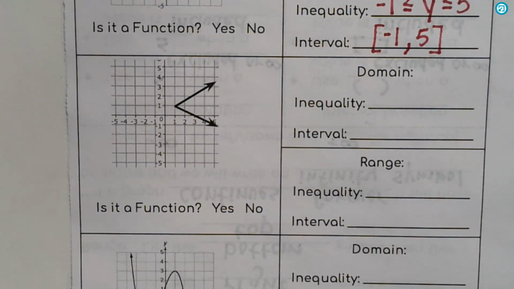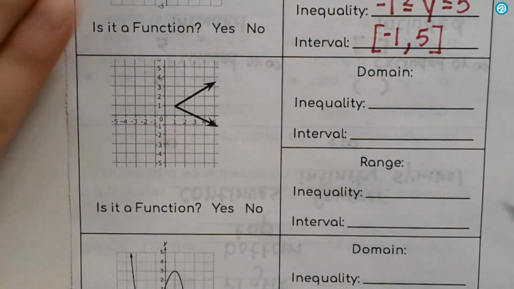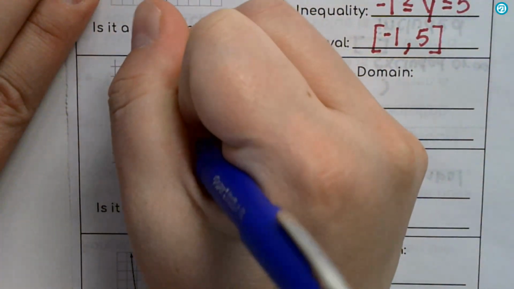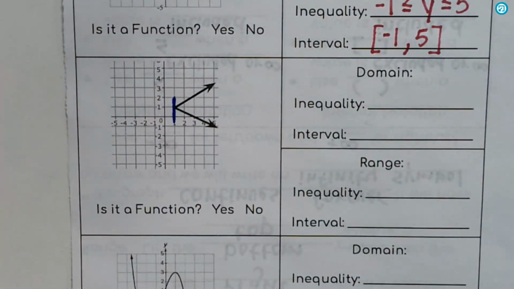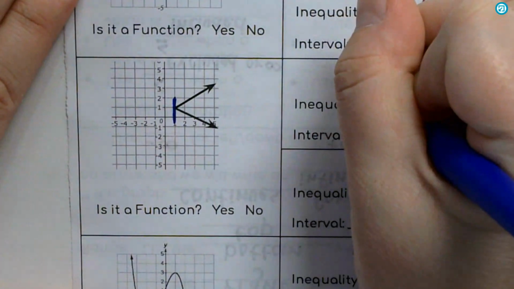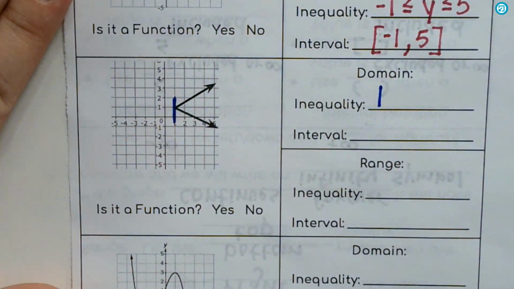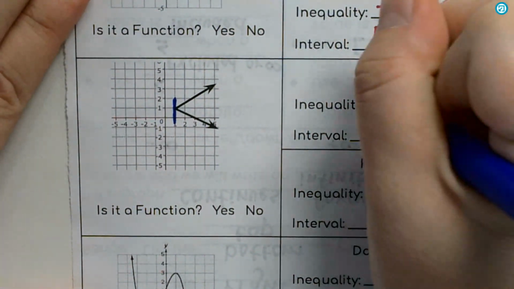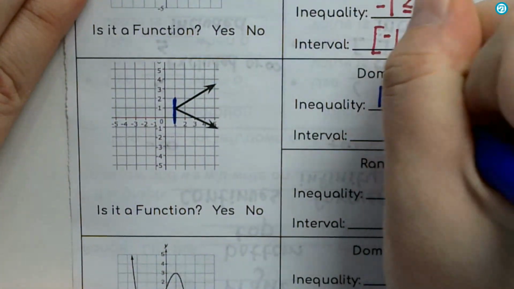This next one, we are, for our domain, going to go from left to right. So the furthest left we go is right there. The furthest left we go is at 1. So my furthest left x value is 1. That is less than or equal to all of my x values.